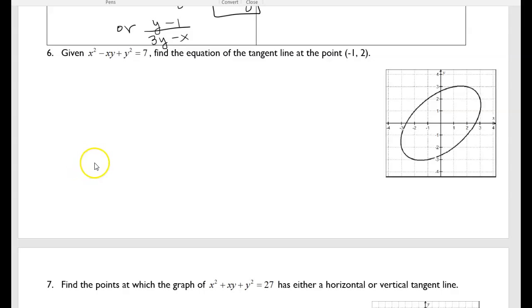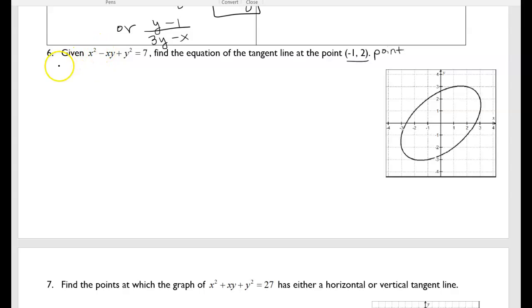In problem number 6, we're given that x squared minus xy plus y squared equals 7. We want to find the equation of the tangent line at the point -1, 2. So we already have our point here. Remember, the other thing we need to find for tangent lines is the slope. And so in order to find the slope, we'll need to find the derivative first. Make sure you find the derivative first, and then you'll use the point to plug in.